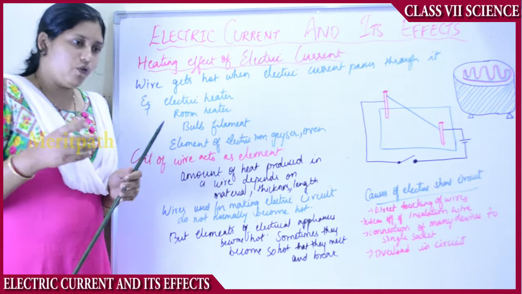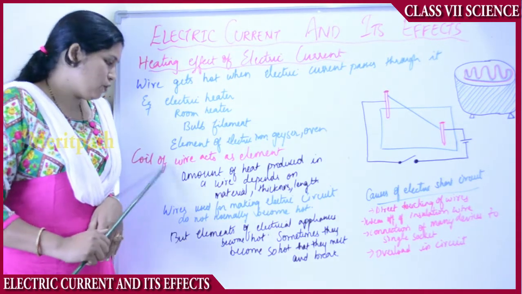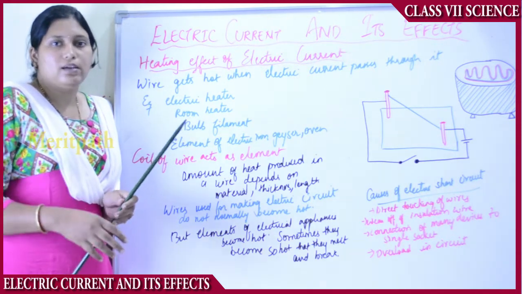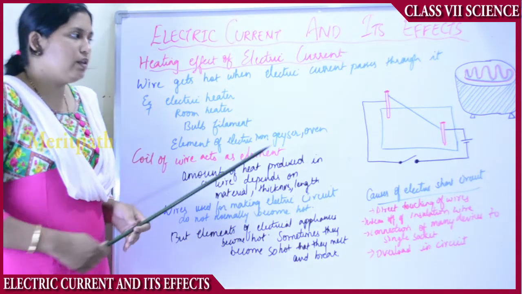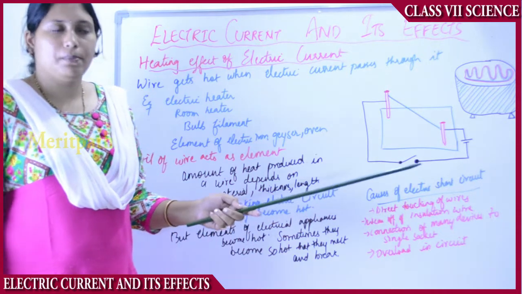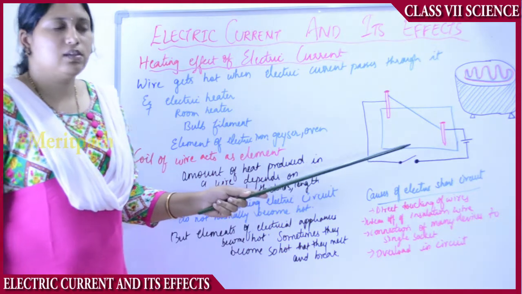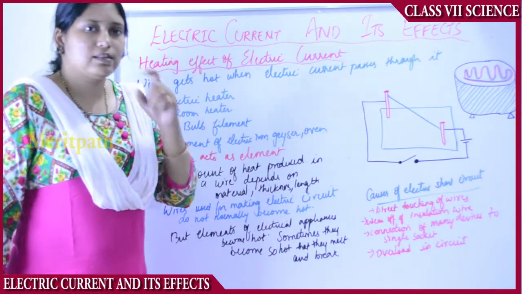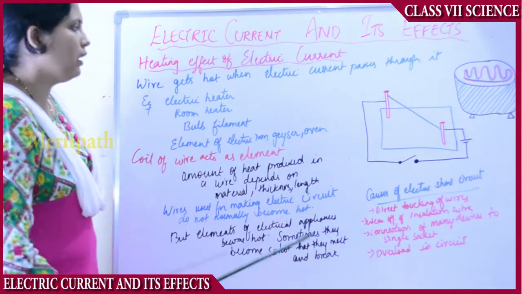Elements are made up of wires which are coiled. So the coil of these wires acts as the element. Whenever current is passed, this coil of wire gets heated and produces heat. So when the switch is in off position, the circuit will not complete. But when the switch is in on position, there will be a flow of electricity and the circuit completes. Then if we touch the wire for a few seconds, the wire will be heated. That is nothing but the heating effect of the electric current.